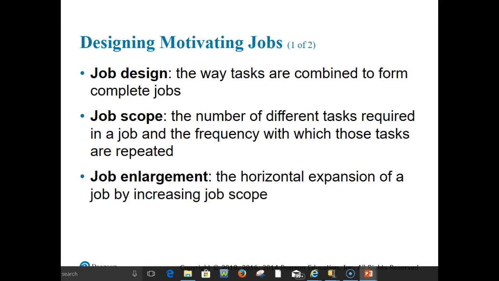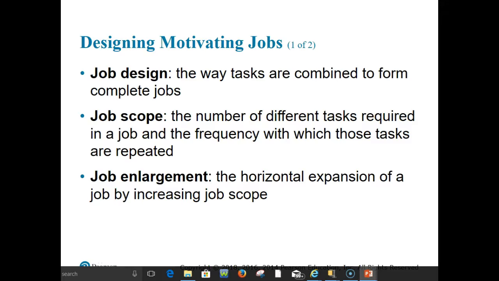Now, because managers want to motivate individuals on the job, we need to look at ways to design motivating jobs. Now, we use the term job design to refer to the way tasks are combined to form complete jobs. The jobs people perform in an organization should not evolve by chance. Managers should design jobs deliberately and thoughtfully to reflect the demands of the changing environment, the organization's technology, and employees' skills, abilities, and preferences.